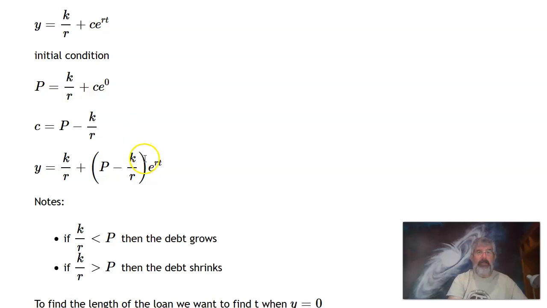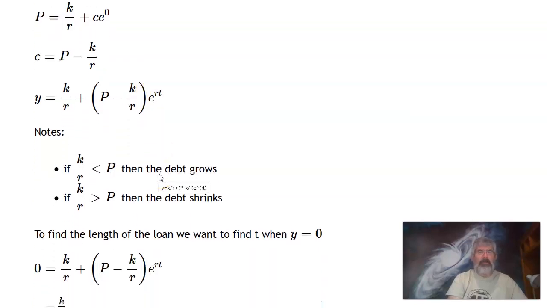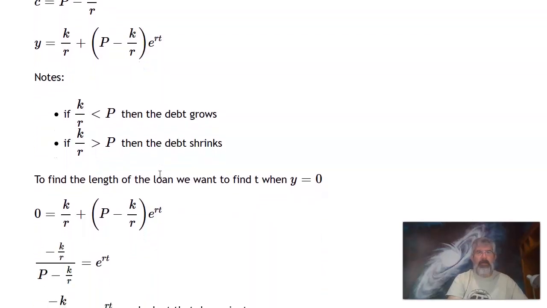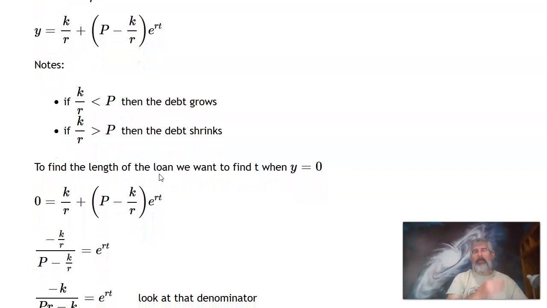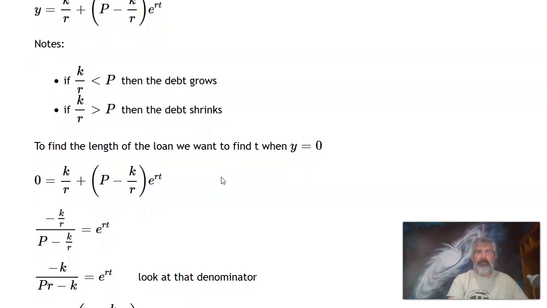An upside down increasing exponential function means that the debt will be decreasing, right? So if you wanted to know the length of the loan, right? So if you want to say, hey, I only have so much money to pay, you can say, well, we want to know t when y is equal to 0, right? When the debt is 0, how much time went by?